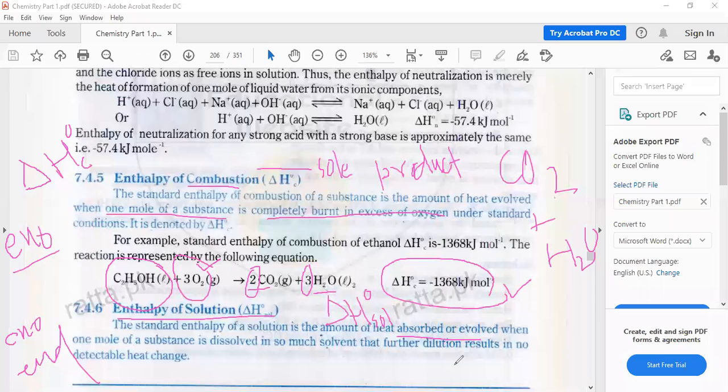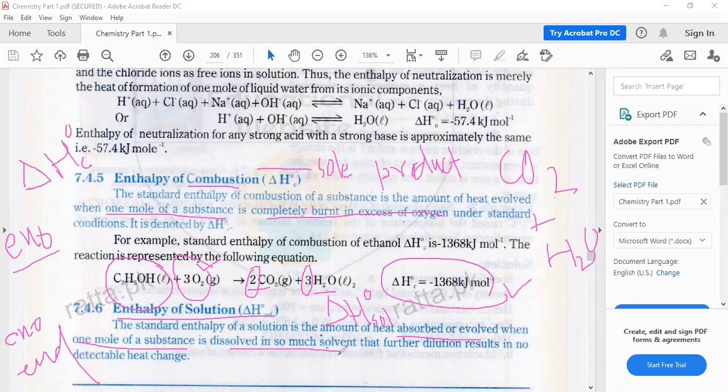Enthalpy of a solution is an exothermic or endothermic reaction, depending upon which substance we are adding in a solvent, in water, while making a product. Because when you are making the solution of ammonium chloride, this is an endothermic reaction, and when you are making a solution of sodium carbonate, that reaction is exothermic. Before that, see this. The amount of heat absorbed or evolved when 1 mole of substance is dissolved in so much solvent. So you have to take 1 mole of a substance and a large amount of solvent.